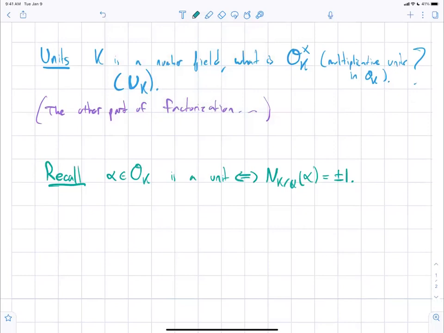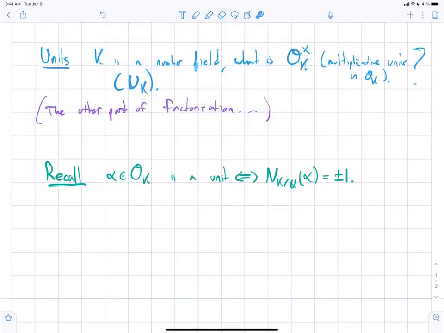There are different ways to think about this. One direction is very easy, and this came up on one of the worksheets. If you have a unit, then the norm lands in Z, and the norm is multiplicative, so its image is a unit in Z, and the only units in Z are plus or minus 1. So that's why if you are a unit, you have to have norm plus or minus 1.